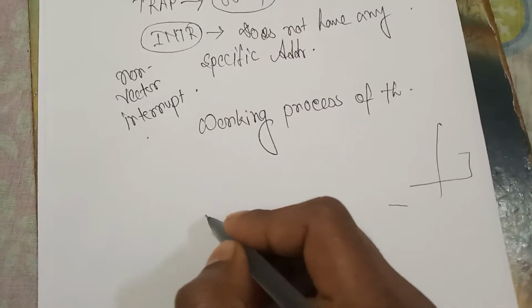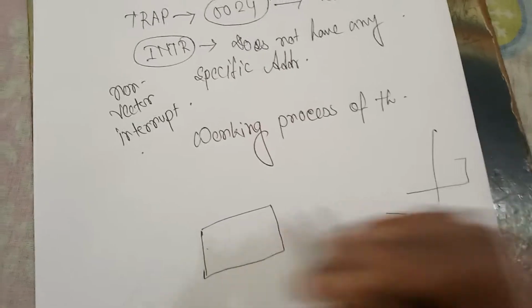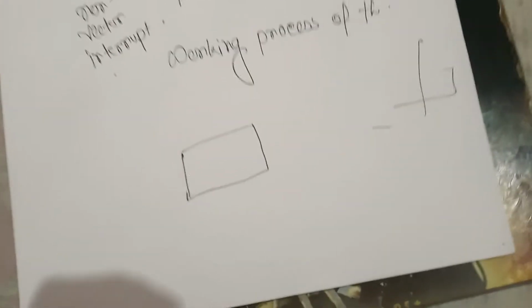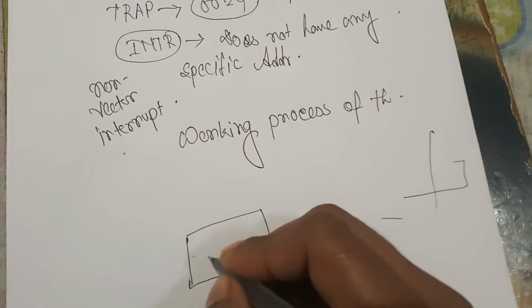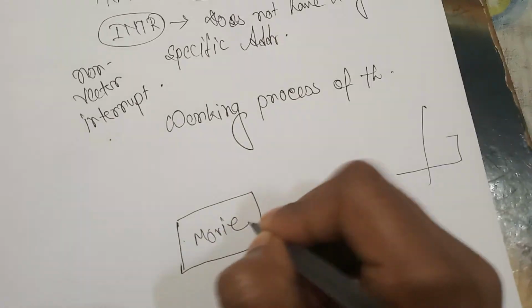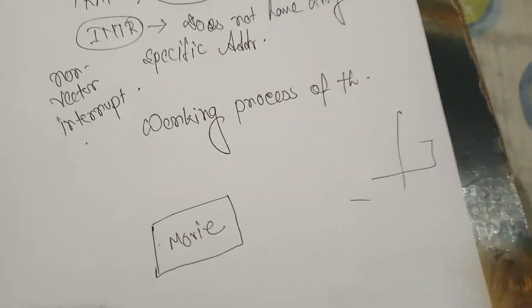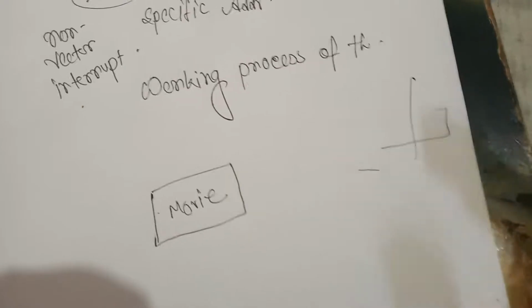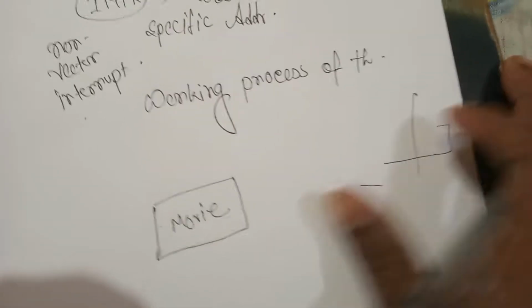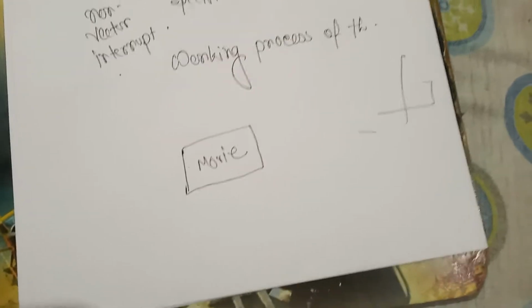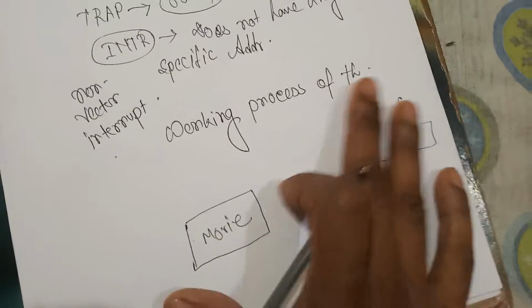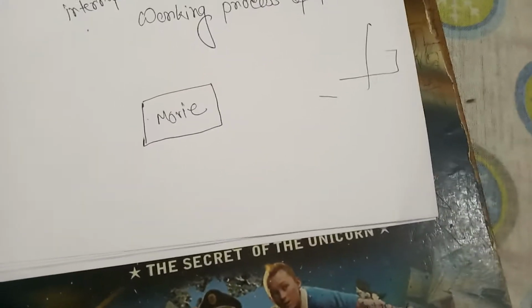Like suppose this is a microprocessor. Suppose, for example, this is our phone. Clear? And we watch a movie. At the same time, if any phone call comes, can we parallelly watch the movie and take the phone call? Probably yes these days, because now we use multi-core processors, but for 8085 it can't.